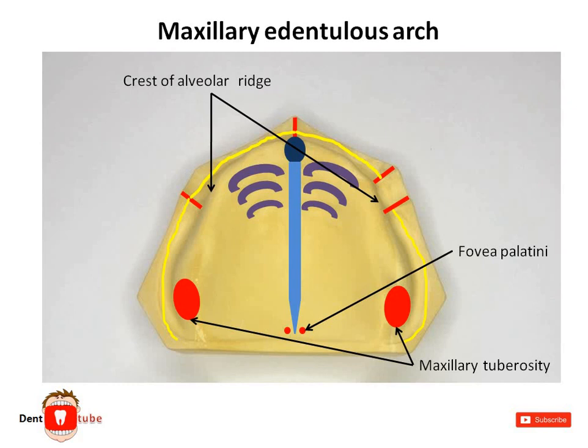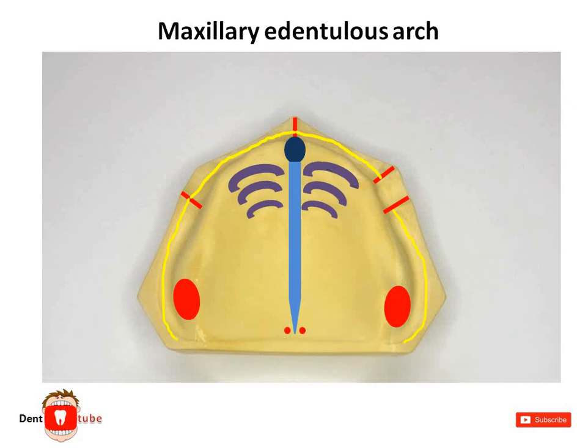Depression situated between the maxillary tuberosity and the hamulus of medial pterygoid plate is the hamular notch. The area of the palate that contains the posterior surface of denture is known as the posterior palatal seal area.